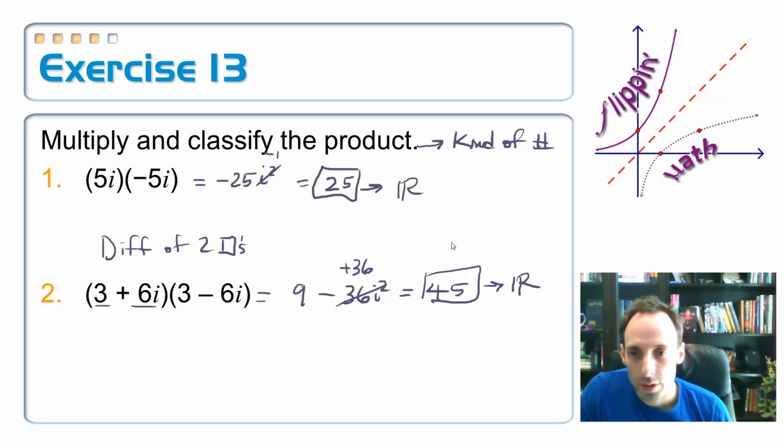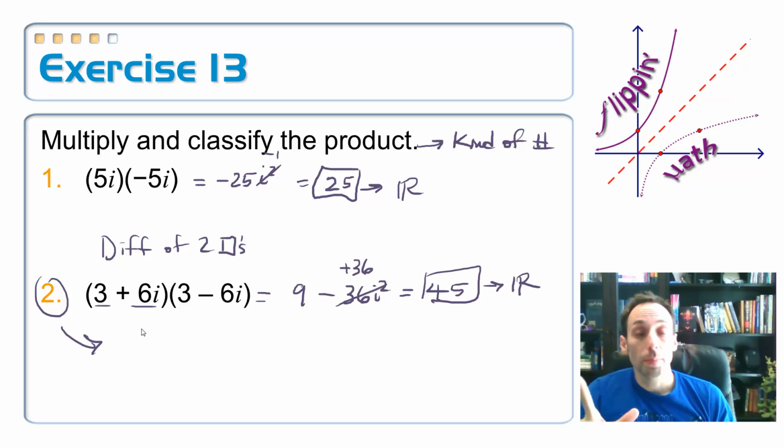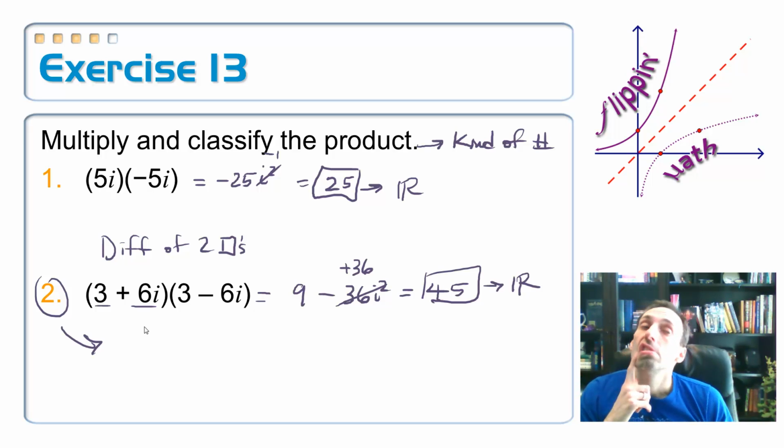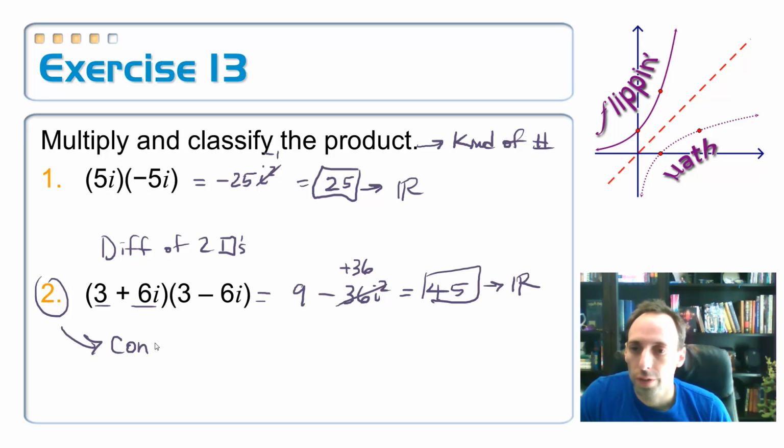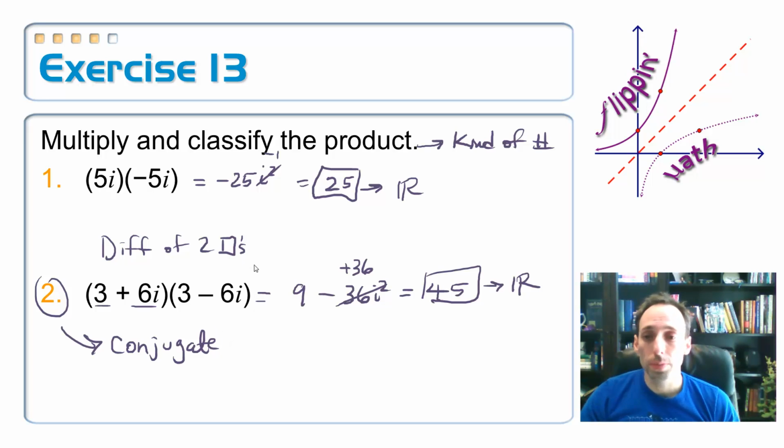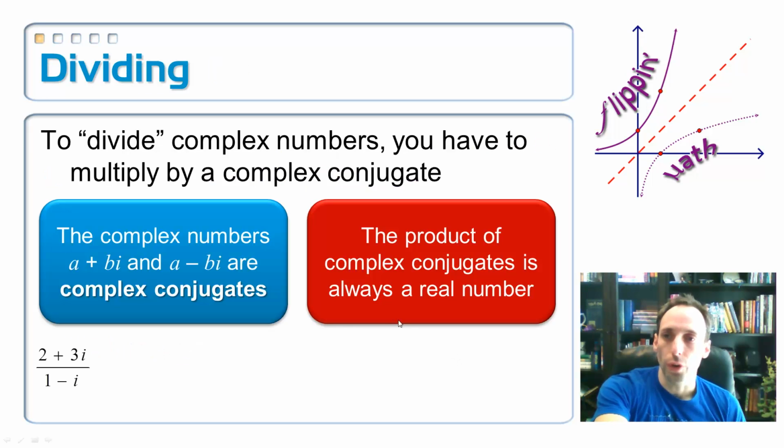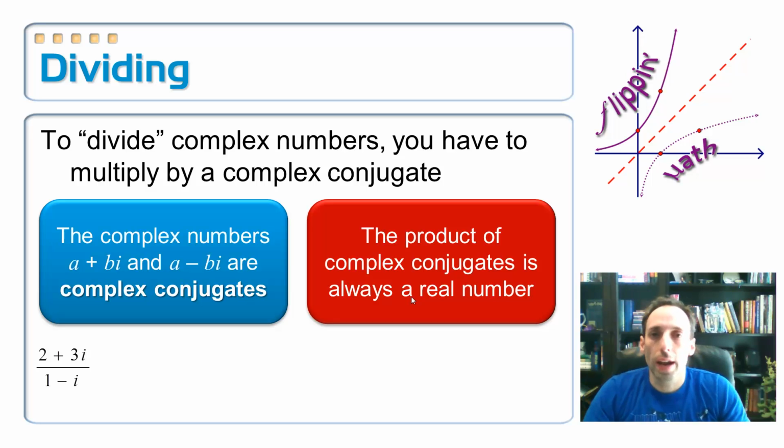Very interesting. Number 2 here, you might recognize it from the type of stuff we were doing when we were doing irrational numbers. And this is another kind of conjugate. What happens when we multiply conjugates together? Well, it looks like we get real numbers back. And that's definitely going to be true. So, whenever we go to divide complex numbers, you're going to have to multiply by the complex conjugate.